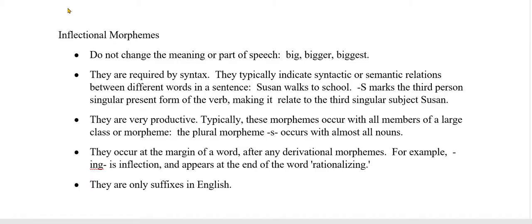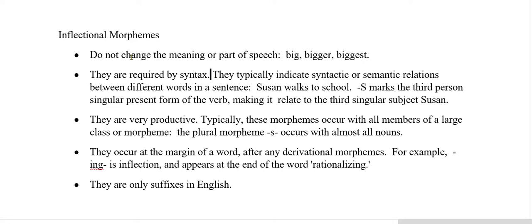There are six characteristics of inflectional morphemes that you want to know. Number one, they do not change the meaning or part of speech of the word they attach to. Notice how we have big, and then we take the ER and we have bigger, and biggest. In each case, these are all adjectives. So even if you put the inflectional affix at the end of the word, it does not change either the meaning or the part of speech.